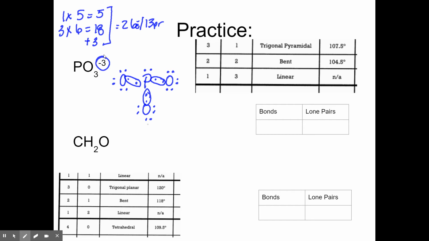Check to make sure everything's happy, and we use 13 pairs. 1, 2, 3, 4. So oxygen's happy. We're up to 4. 5, 6, 7, 8. This oxygen's happy. We're up to 8. 9, 10, 11, 12. This oxygen's happy. We're up to 12, 13. So we are done. I'm going to redraw that with bonds.